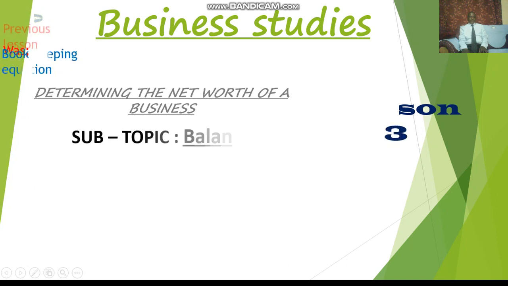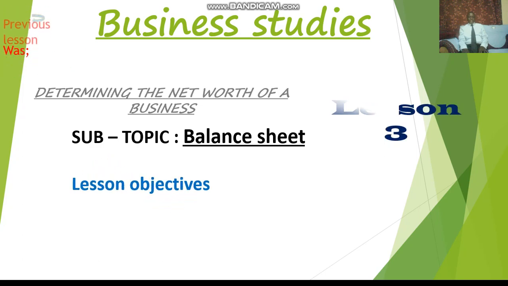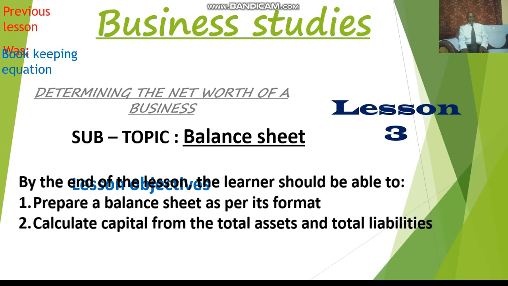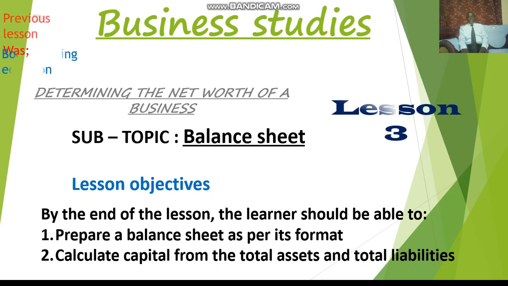We are still on the topic of determining the net worth of a business. Remember, our last subtopic was the bookkeeping equation. Our next subtopic is the balance sheet equation. That's lesson number 3. Our lesson objectives are: by the end of the lesson, the learner should be able to: 1. Prepare a balance sheet as per its format. 2. Calculate capital from the total assets and total liabilities.